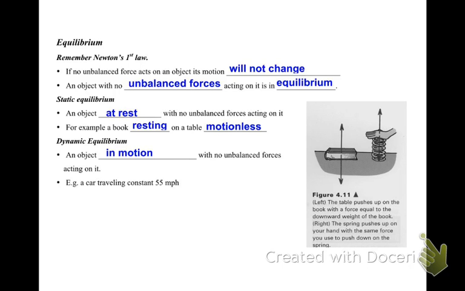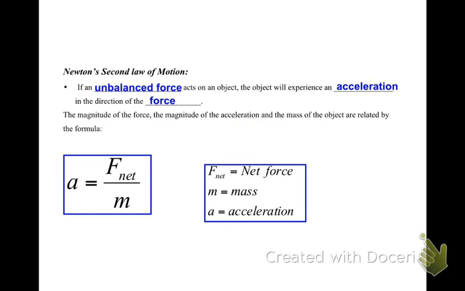So let's take a look at Newton's second law of motion. I think you've heard of Newton's second law of motion before. Newton's second law states that if an unbalanced force acts on an object, the object will experience an acceleration in the direction of the force. In other words, I'm pretty sure you've seen this equation before. F net equals ma. So remember I was telling you how we would get to our unit of force, what that was actually derived to be.